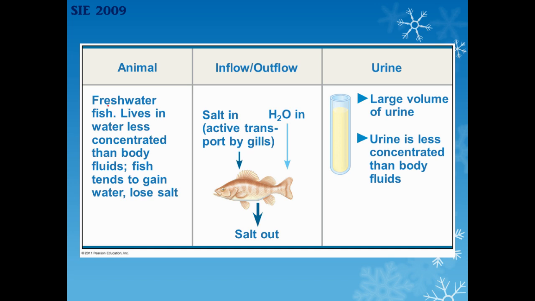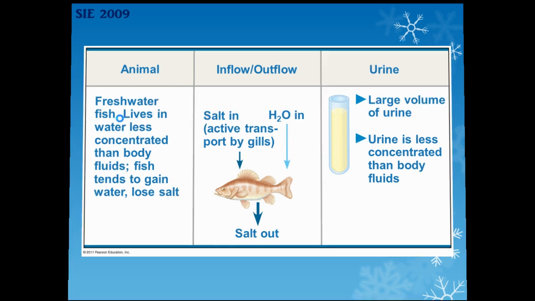Okay, for example, in here, the freshwater fish live in water less concentrated than their body fluids. So this fish tends to gain water and lose salt. As you can see from this figure, they are gaining water, and they also take in some salt, but they also lose salt. As for urine concentration, they have a large volume of urine, and the urine is less concentrated than the body fluids. So this is the freshwater fish.